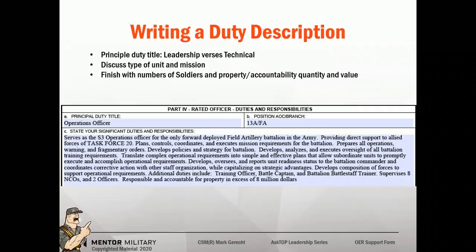Additional duties include training officer, battle captain, and battalion battle staff trainer. Supervises 8 NCOs and 2 officers. Responsible and accountable for property in excess of $8 million. So, as we said earlier, we started out with what your job is very clearly, the S3 officer, and we wrapped it up with who you supervise and what you are responsible and accountable for in terms of property.